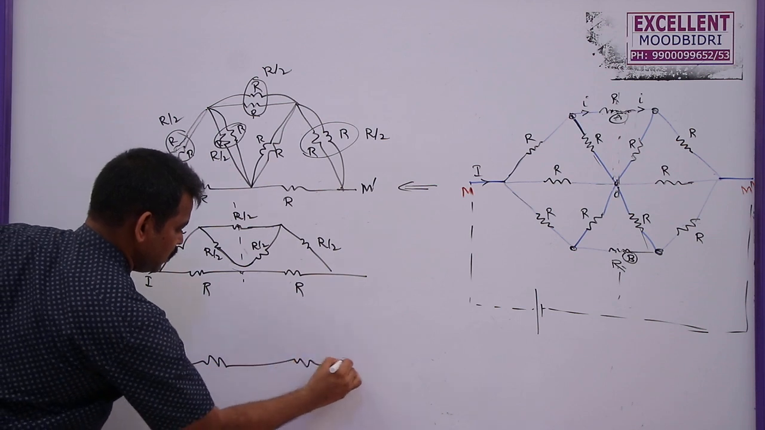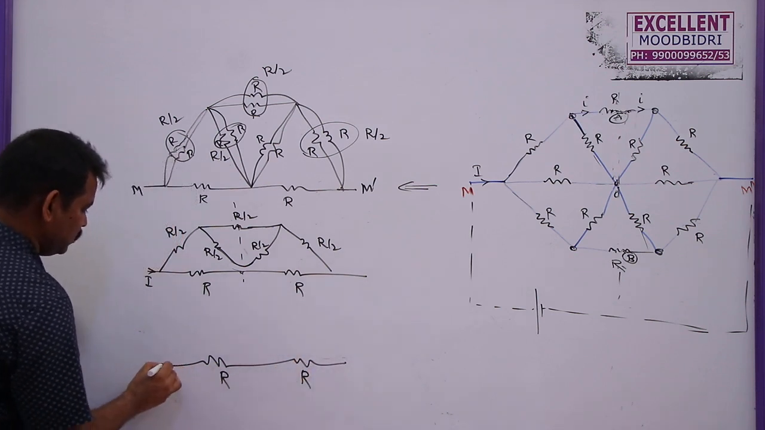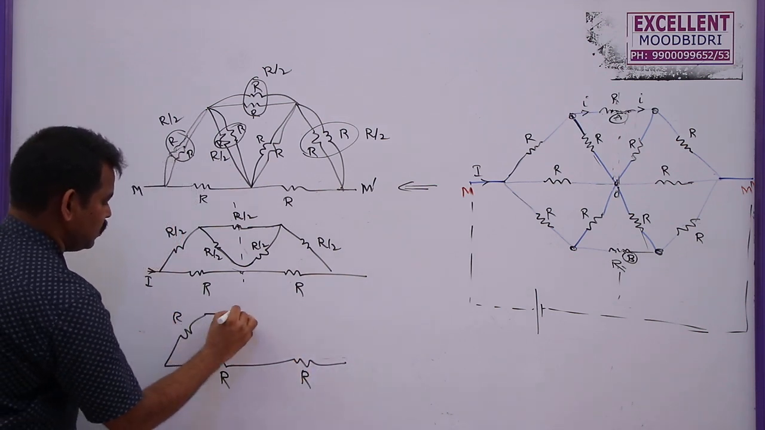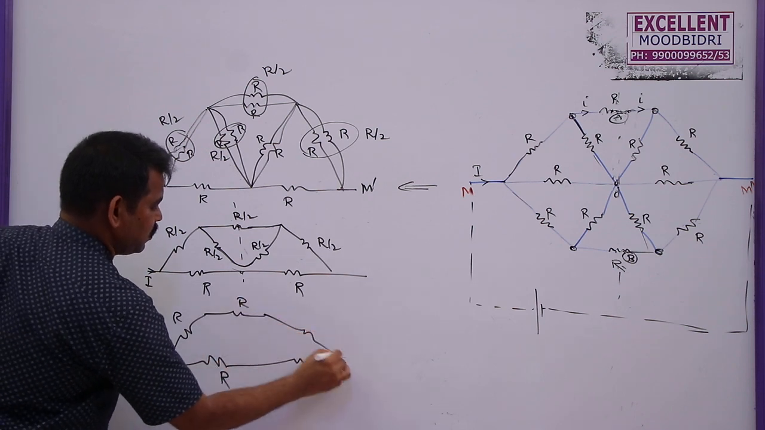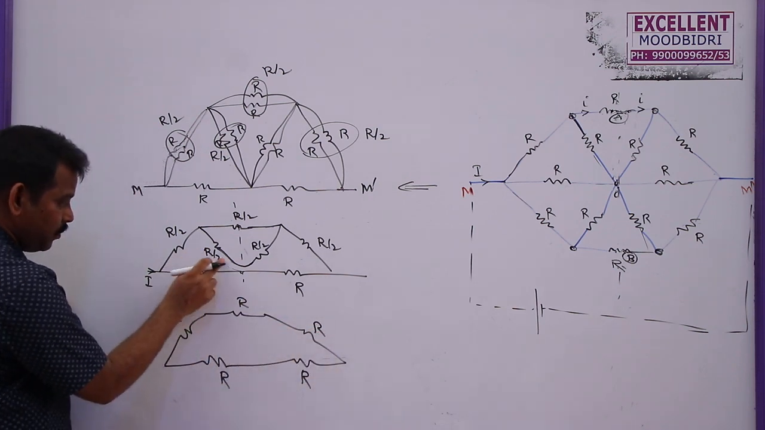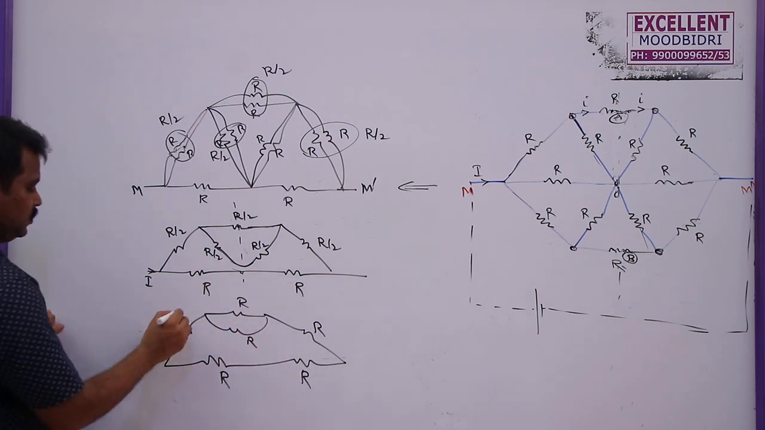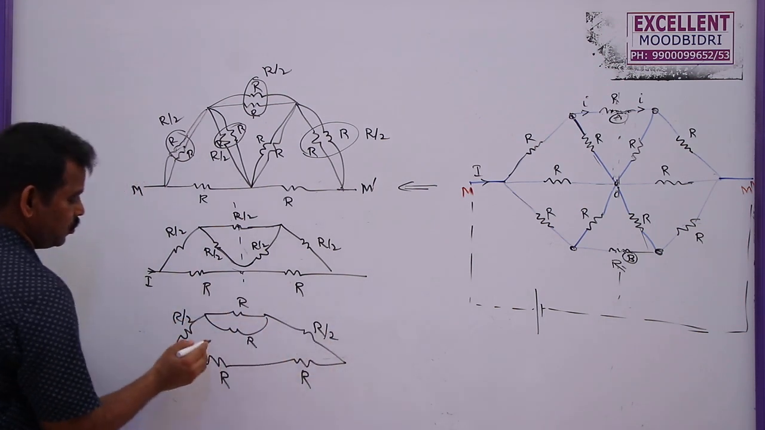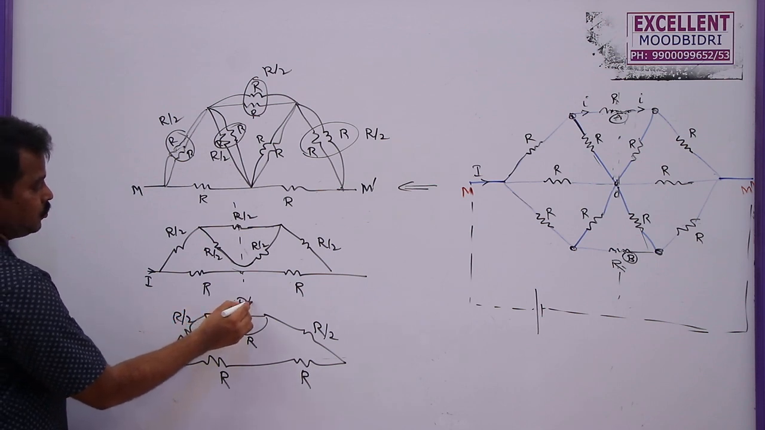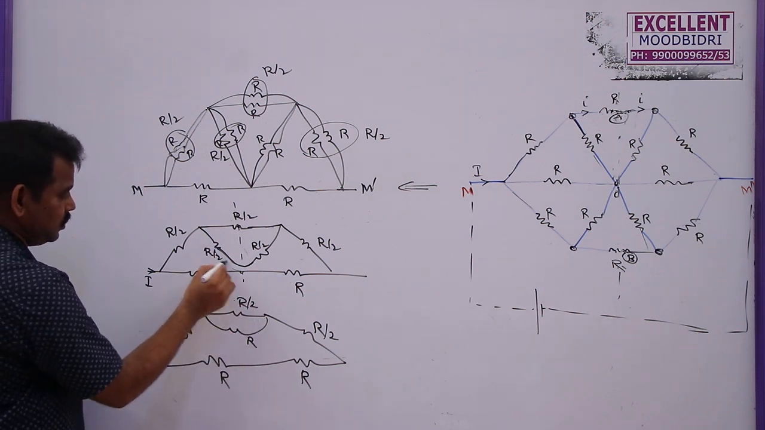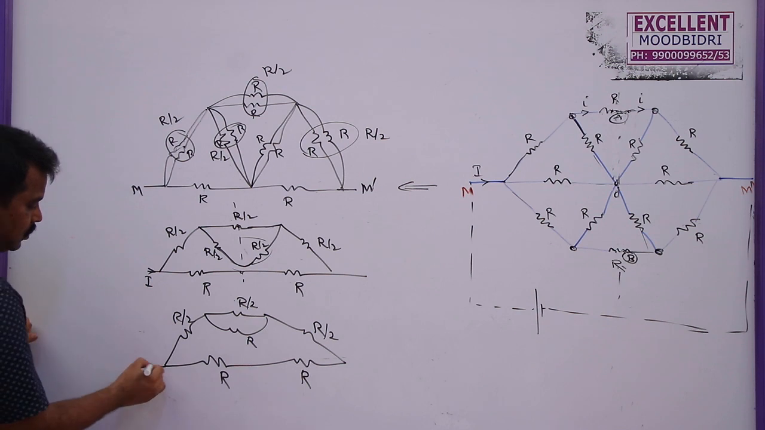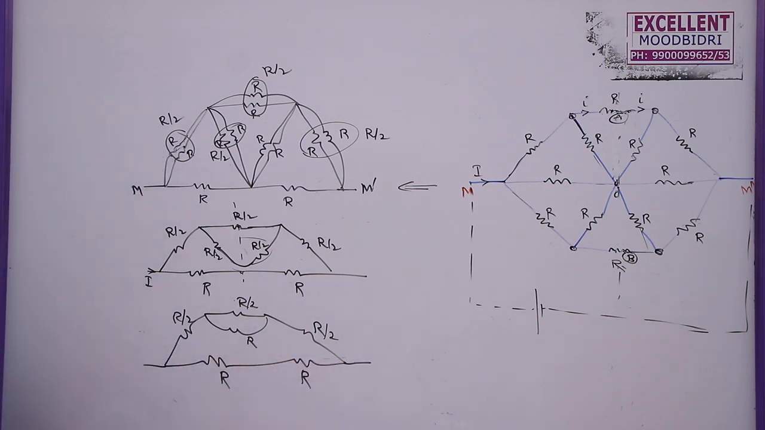This is R. This is R. This will become R. This is R. This is also R. R by 2, it will become R. So this is R by 2, this is R by 2. This is R by 2, this is R. Now this is the circuit.